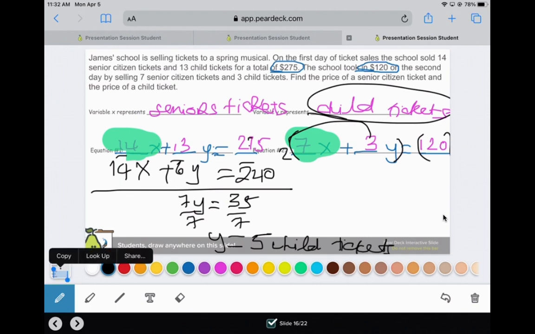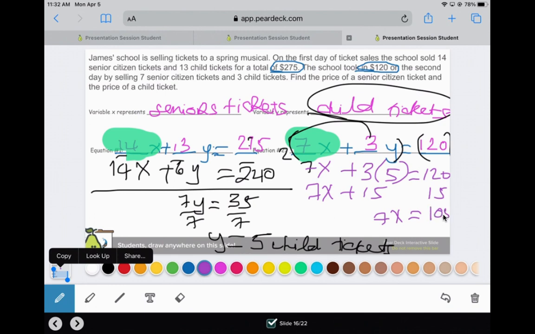And I can go back and plug into one of the equations to solve for the senior ticket. So 7x plus 3 times 5 equal 120. If you solve this correctly, this is 15. So 120 minus 15 gives you 105. Divide by 7, x is 15. So you have 15 senior tickets. Okay.